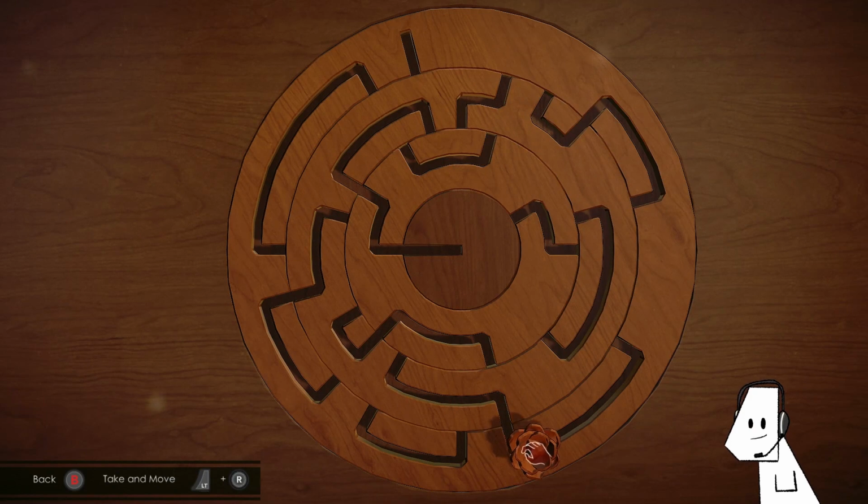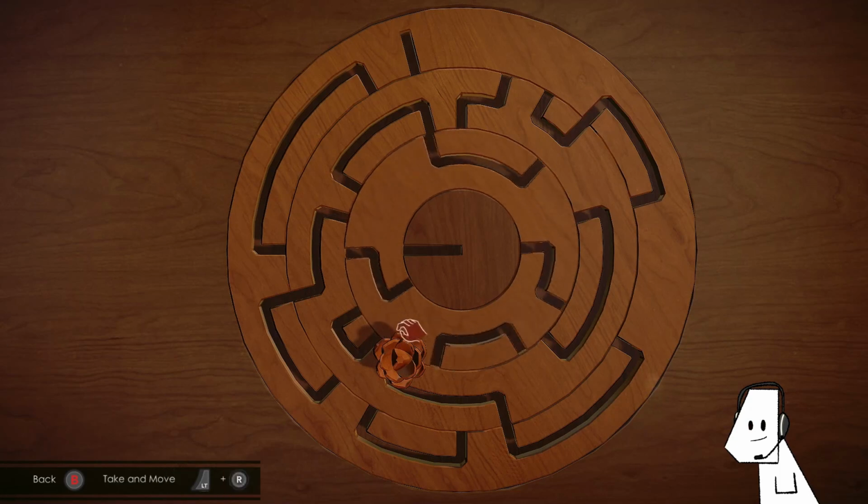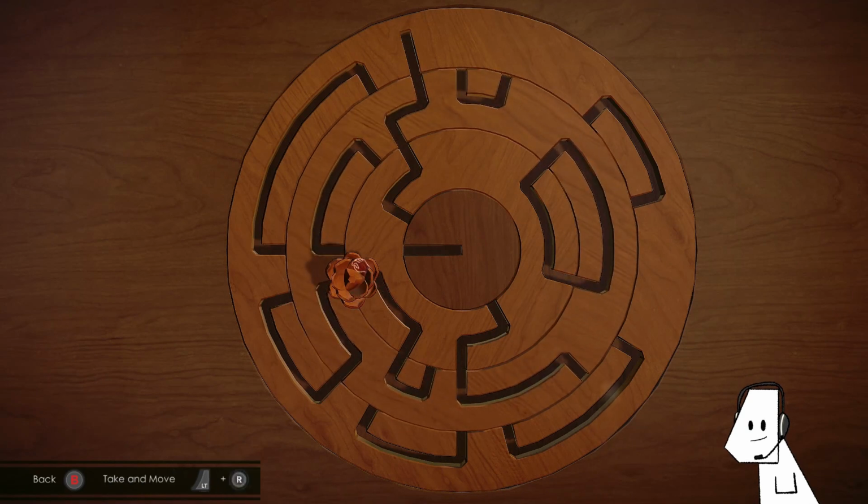Okay, let's move it like so. And move it like so. I think I've just done it. Thank goodness for that.